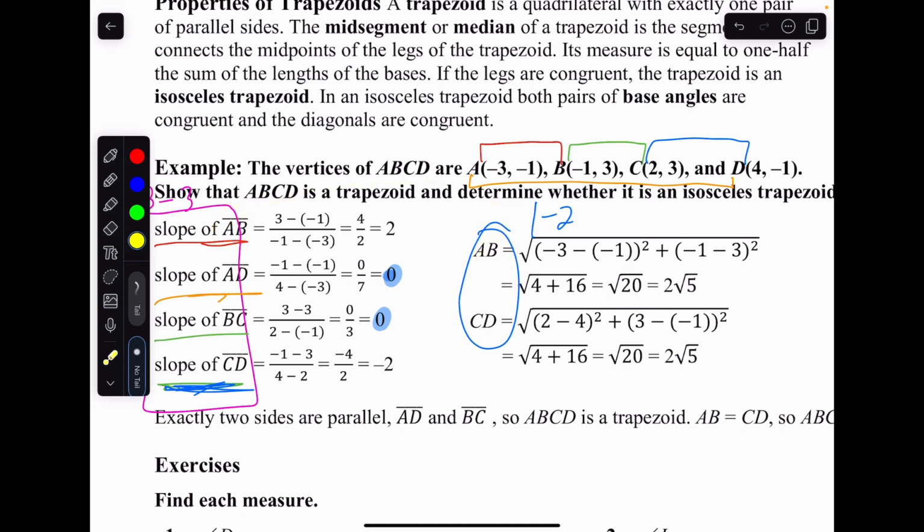You need to find the distance from A to B, and that's what you're going to do here. And you need to find the distance from C to D over here. If by any chance you end up having congruent distances on the two segments that are not parallel, then you have an isosceles trapezoid. That's basically it.